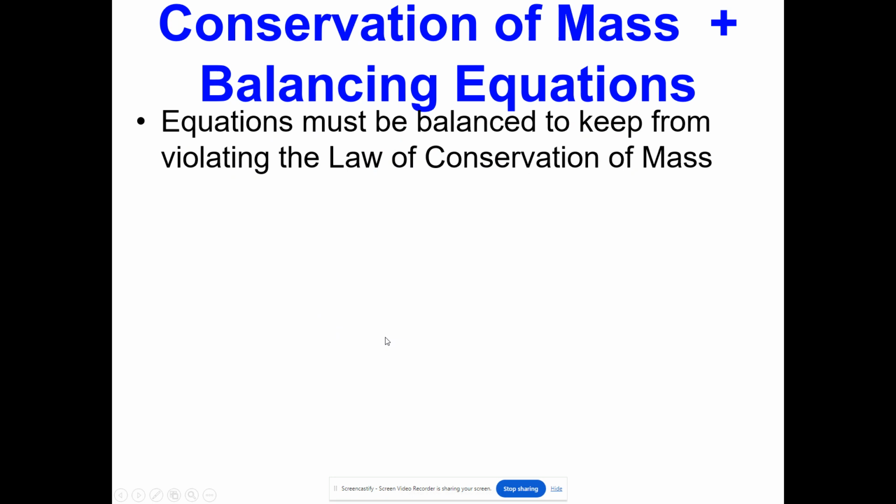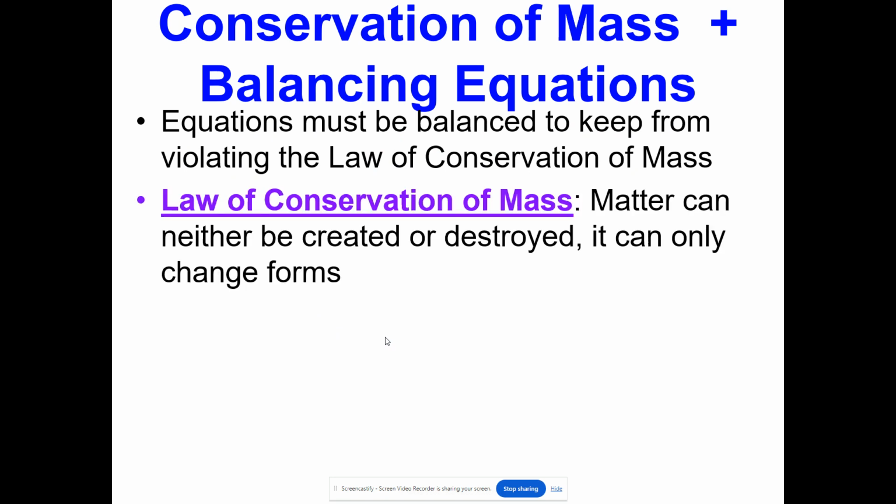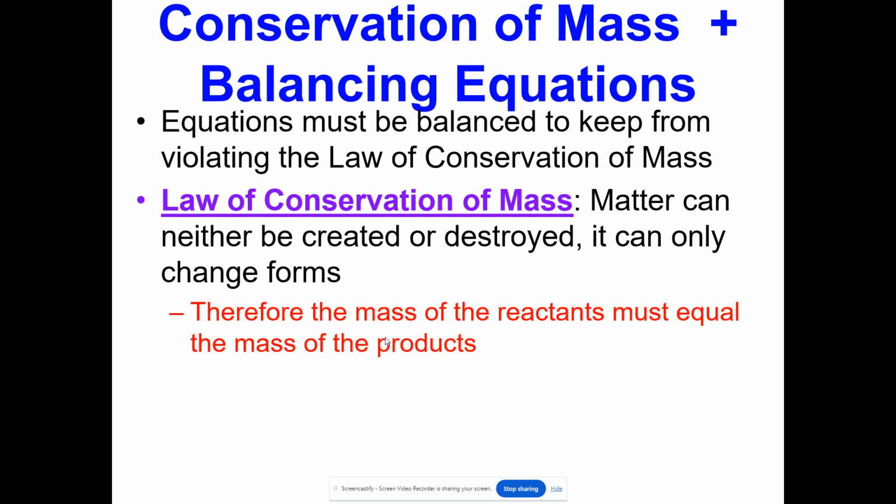So again, equations have to be balanced to keep from violating the law of conservation of mass. We can't be creating or destroying mass. And if our equation says that's happening, then it's not representing what's happening. Law of conservation of mass: matter can neither be created nor destroyed, it can just change forms. So we're getting a shuffling of these atoms, breaking bonds, building bonds. The atoms themselves don't get created or destroyed. Therefore, the mass of the reactants must equal the mass of the products, always, period, full stop.